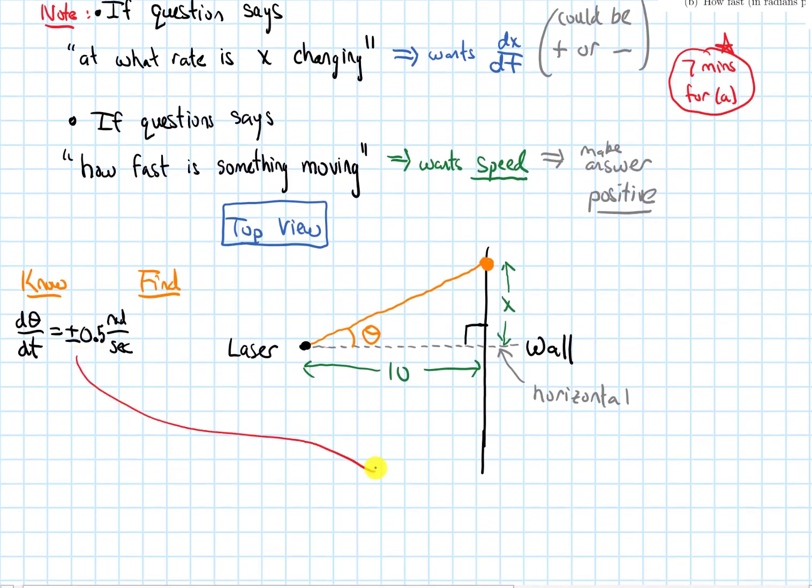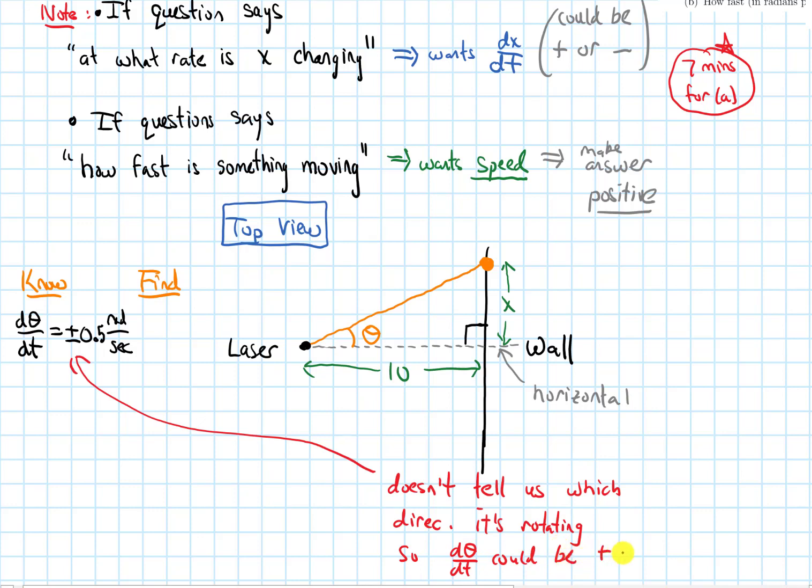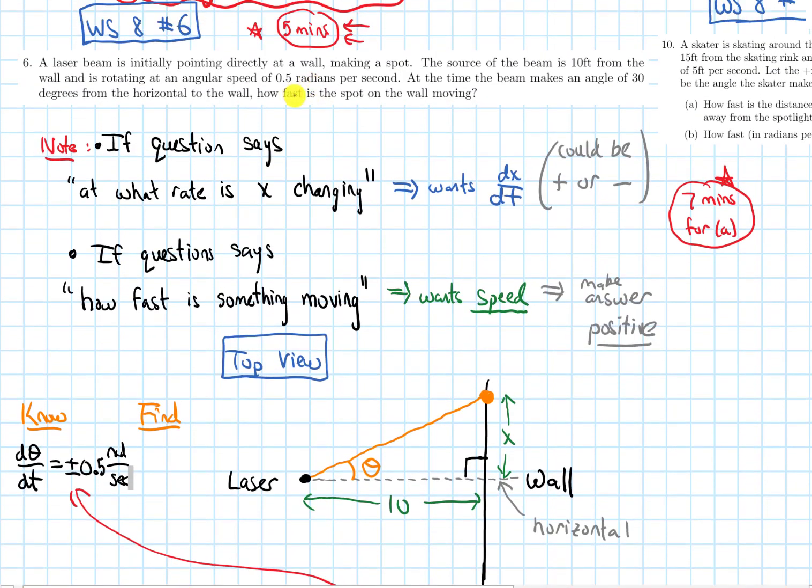And it's plus or minus because the question doesn't tell us which direction it's rotating. So d theta dt could be positive or negative. We mentioned earlier that this question is going to be asking for the speed. So even if our answer ends up being negative at the end, we're going to make it positive. So at the end, this isn't actually going to affect our answer. We'll see that a little bit later.